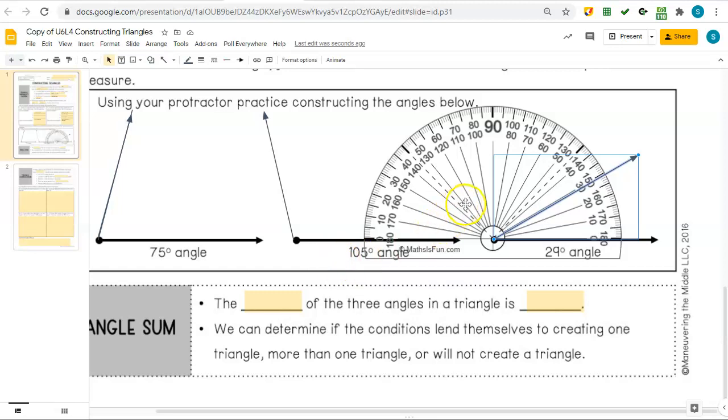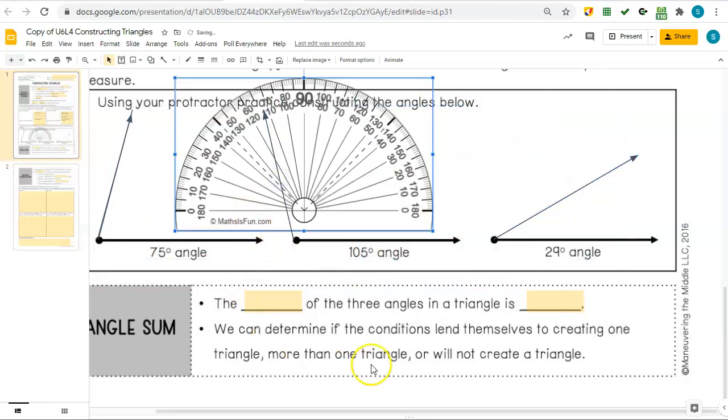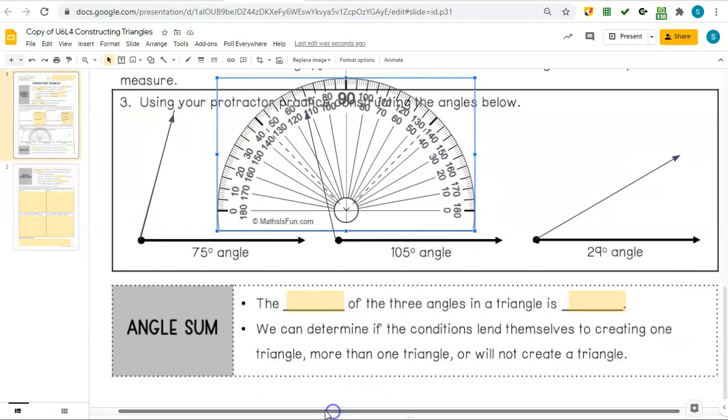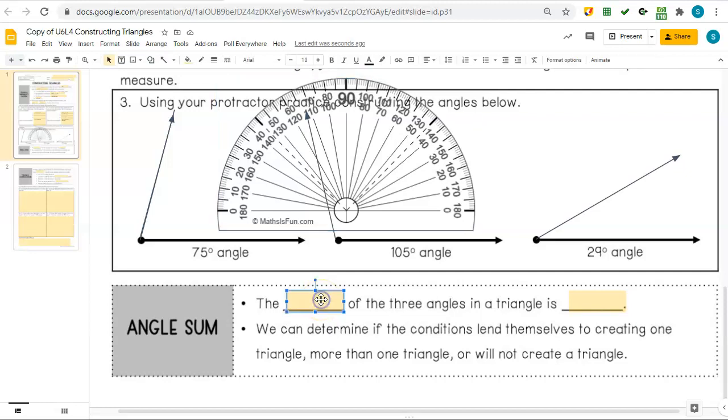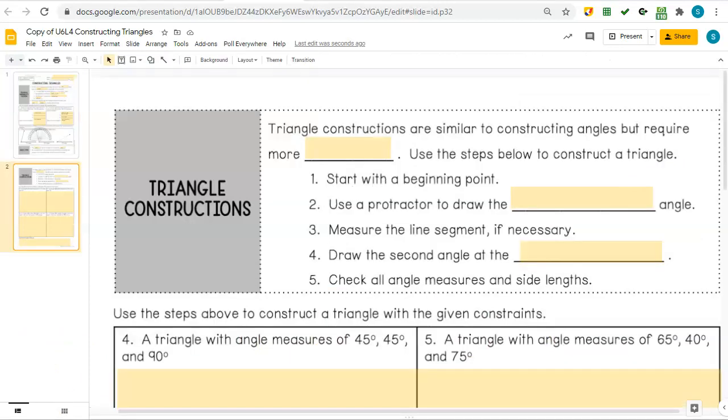So, here we've seen that we can draw angles. We're probably going to need a ruler too. Did I remember to put a ruler on this page? Maybe not. So, let's go ahead and read this next part. Angle sum. The sum of the three angles in a triangle is 180 degrees. Always adds up to 180. We can determine if the conditions lend themselves to creating one triangle, more than one triangle, or will not create a triangle. Alright? So if we're looking at angles, we can say, hey, will these form a triangle? Alright? I've jumped over to page 2 here.